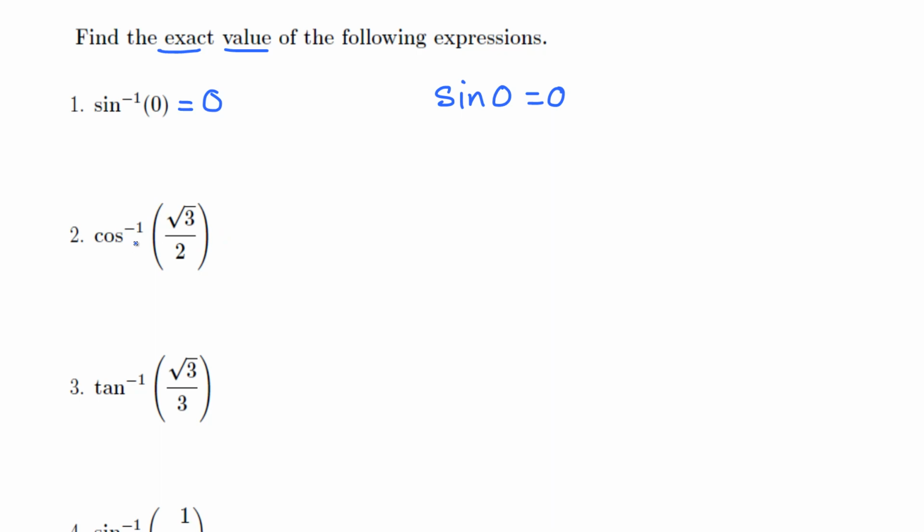And part 2, we got cosine inverse of root 3 over 2. If you look at the unit circle, we see that cosine of some angle is root 3 over 2, that will be pi over 6. Cosine of pi over 6 is root 3 over 2. That means cosine inverse of root 3 over 2 is pi over 6, 30 degrees.